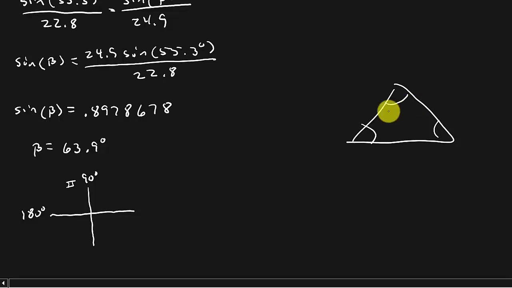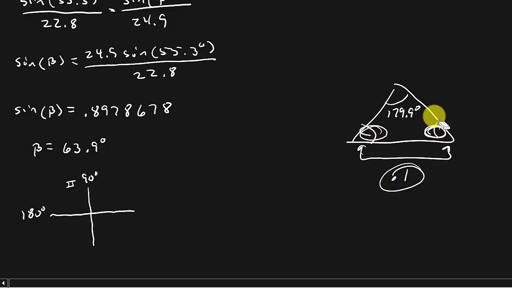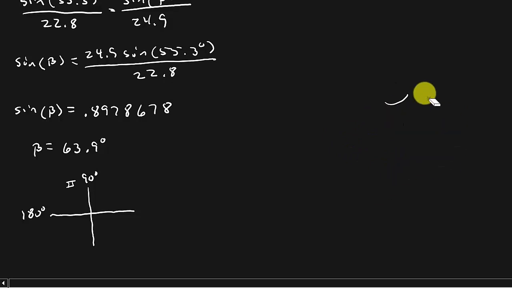Like one of these angles can't be more than 180 because all the angles add up to 180. If we wanted to, this could be 179.9 degrees. It's just that this angle and this angle would add up to what? 0.1. You see that? If I added this angle and this angle, that would equal 0.1 because everything adds up to 180. All right. Wouldn't look like a very good triangle, but it's still a triangle.